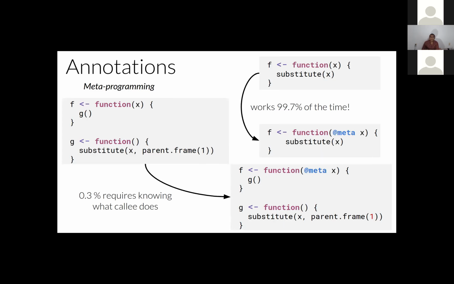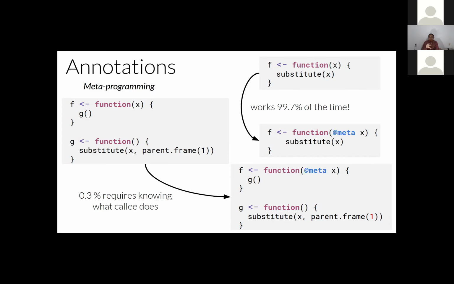The remaining 0.3% of the times it works, but it is very brittle. So here you see a function f, which takes an argument x, and it calls g. And g reflectively performs substitute on x. g itself does not perform substitute on its own argument, but on the argument of the parent. Now this setup is brittle because if we were to add a meta annotation to x, the body of f itself does not use substitute, and the definition of g can evolve independent of the definition of f.